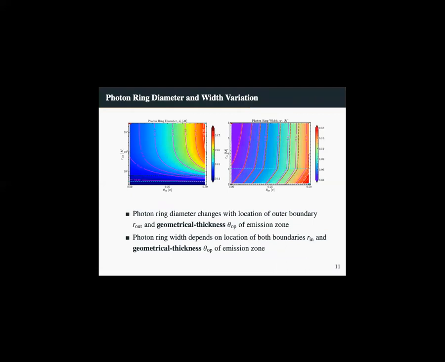So this plot here shows the change in the photon ring diameter on the left, and the width, for n equal to 1, with the outer boundary on the y-axis and the opening angle, the geometrical thickness, on the x-axis. And this shows us that essentially the photon ring diameter doesn't change much with where you set the outer location. So it mostly depends on the geometrical height of the emitting region itself. And in this figure, we just set R out to be at infinity. And the width, which depends on the inner edge, outer edge, and also the opening angle, also demonstrates the same feature: the primary dependence is on the geometrical thickness of the emitting region.